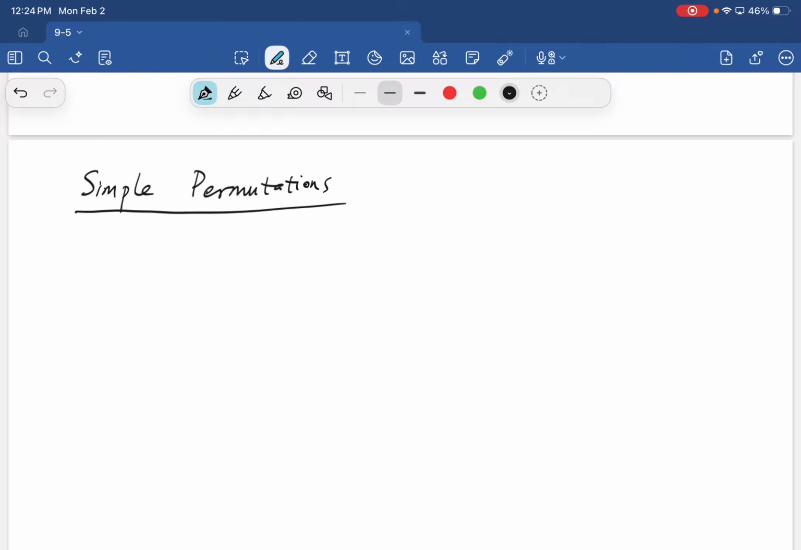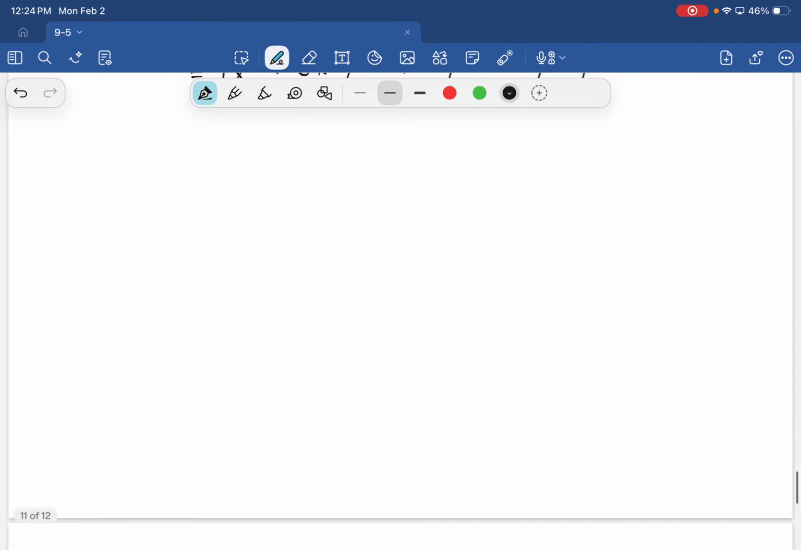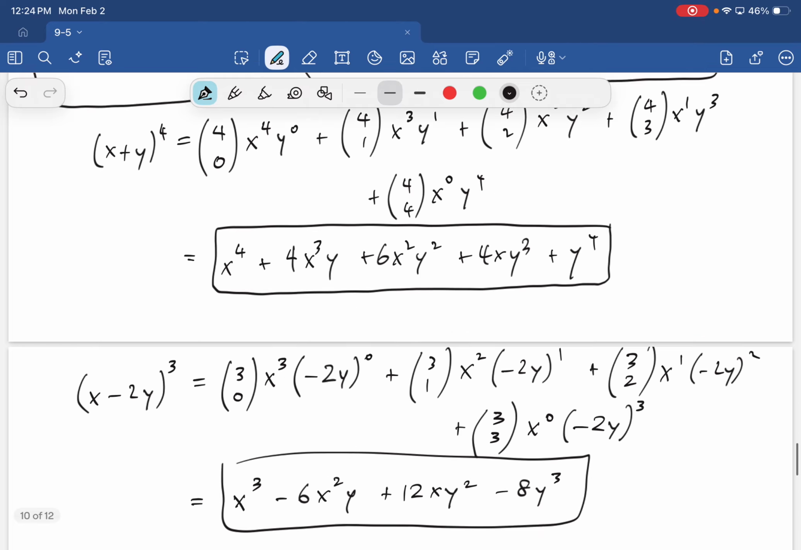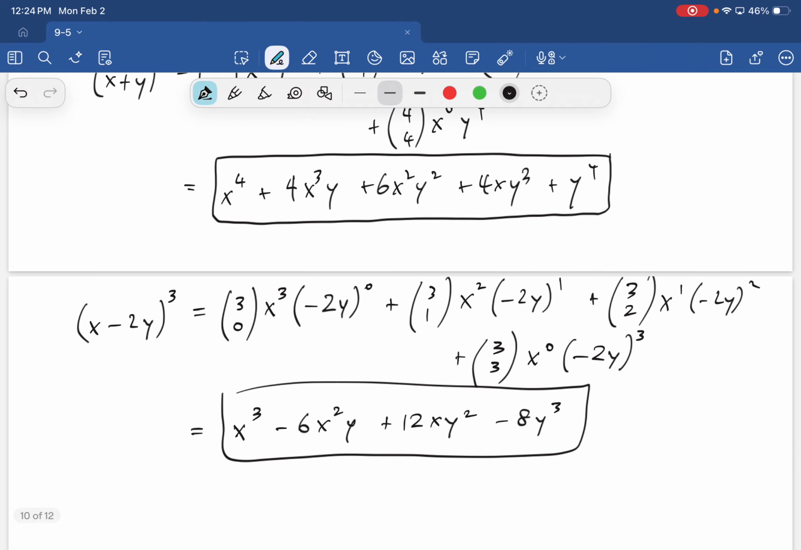So, do you guys remember what the difference is between a permutation and a combination? Permutations is when order does matter. So order matters. And combinations are when order doesn't matter. Okay.